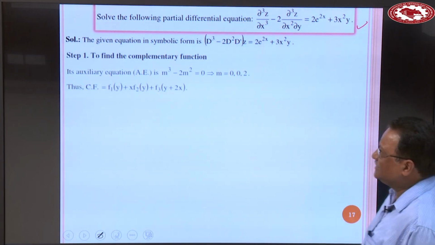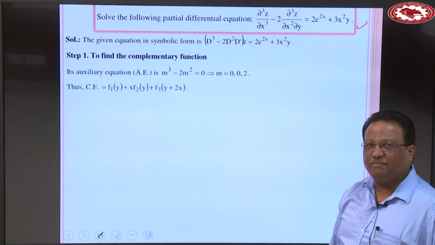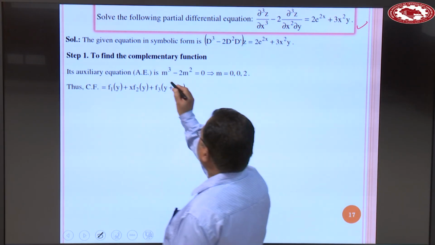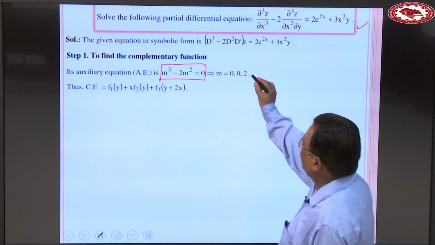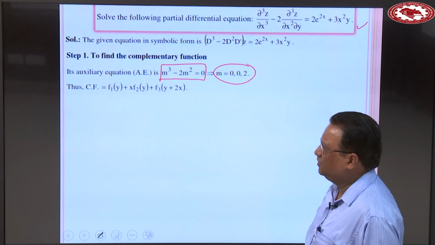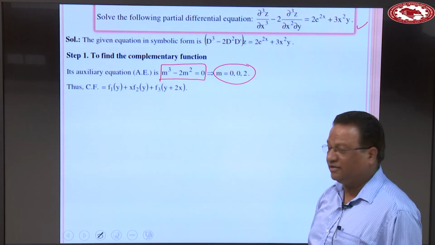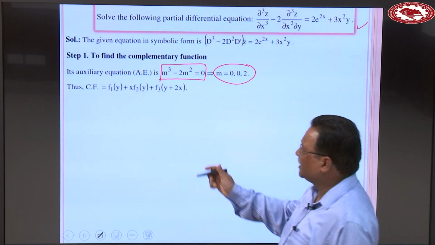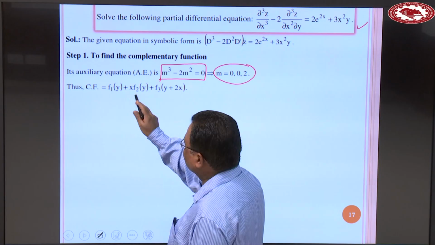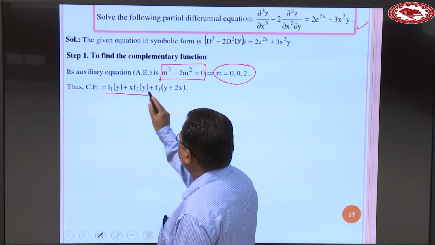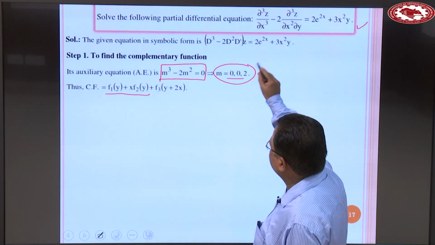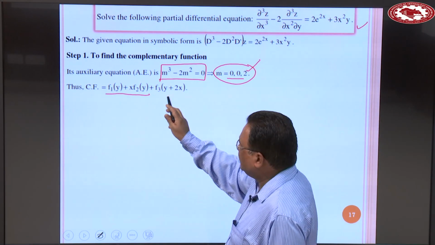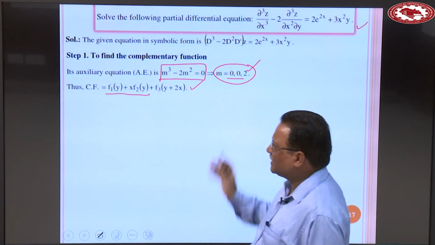Okay. So what is the auxiliary form of this partial differential equation? The auxiliary equation is this. Okay, m³ minus 2m² is equal to 0. So m is equal to 0, 0, 2. Clear? Then what is the solution? What is the complementary function? Complementary function is f1(y) plus x f2(y), so this combination is due to 0, 0, and due to 2 it is f3(y plus 2x). So this one is the complementary function.